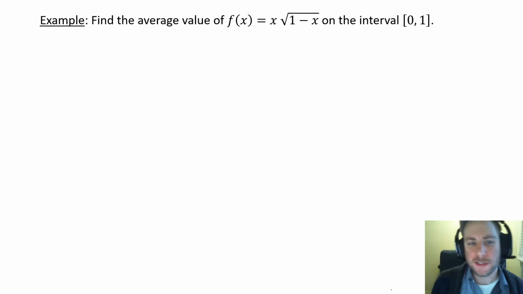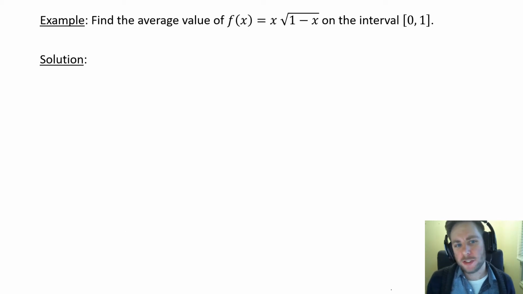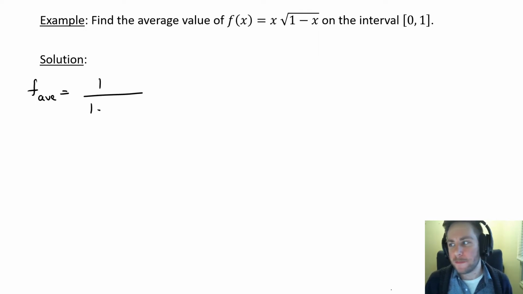So here's our first example. Find the average value of the given function on the closed interval between x equals 0 and x equals 1. So let's work through the solution to this problem together. Since the question is asking us for the average value of a function, we can start by writing down the formula for f av, which was just given on the previous slide. So first we have 1 over b minus a, which in this case, we can see that a equals 0 and b equals 1. Those are the endpoints of the interval.